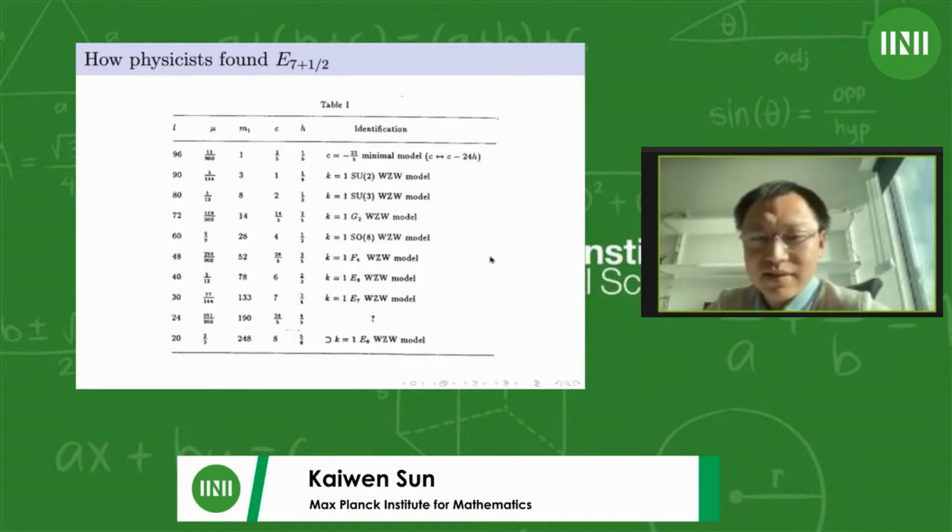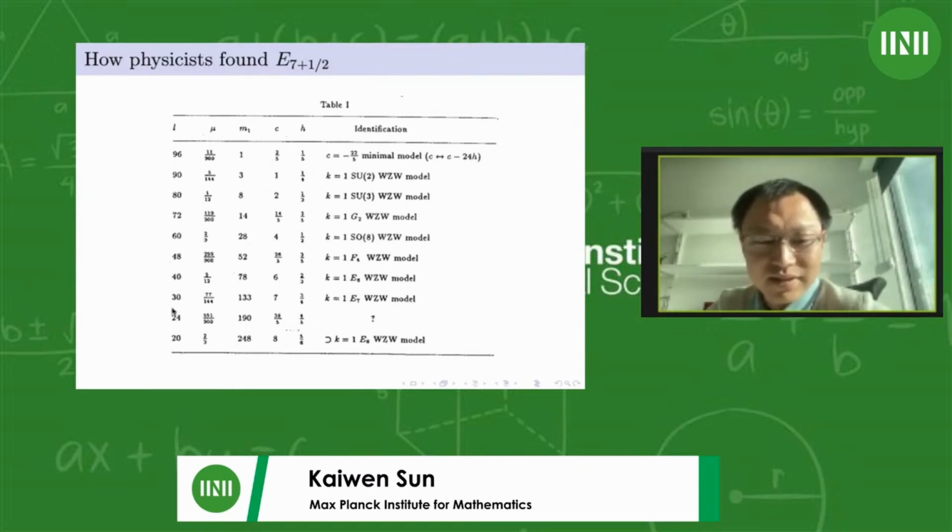This is the table I cut from Sen's paper. You can see that except the first one, which is the Lee-Yang model I just mentioned, all the other 8 cases are the level 1 WZW models with Lie algebras in the Deligne-Cvitanović exceptional series. And then they have this question mark here. For this one, they noticed that it has central charge 38/5, non-vacuum conformal weight 4/5, and the dimension is 190.